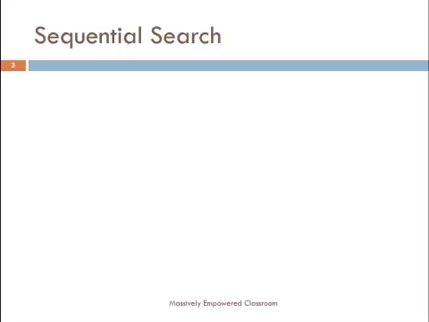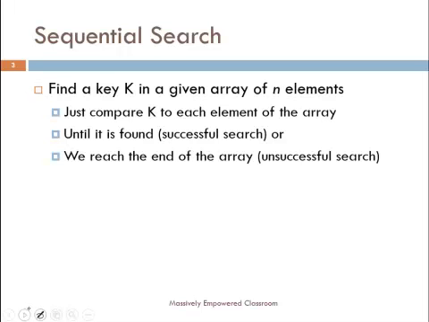Let us look at a particular problem called sequential search. Here, like I said, you are searching for a key in a set of data elements. So you are given a key k, and then you are given an array of n elements. The objective is to find the index of the element, which element in the array is equal to the key k. So we need to compare k to each element of the array. There are two possible outcomes.